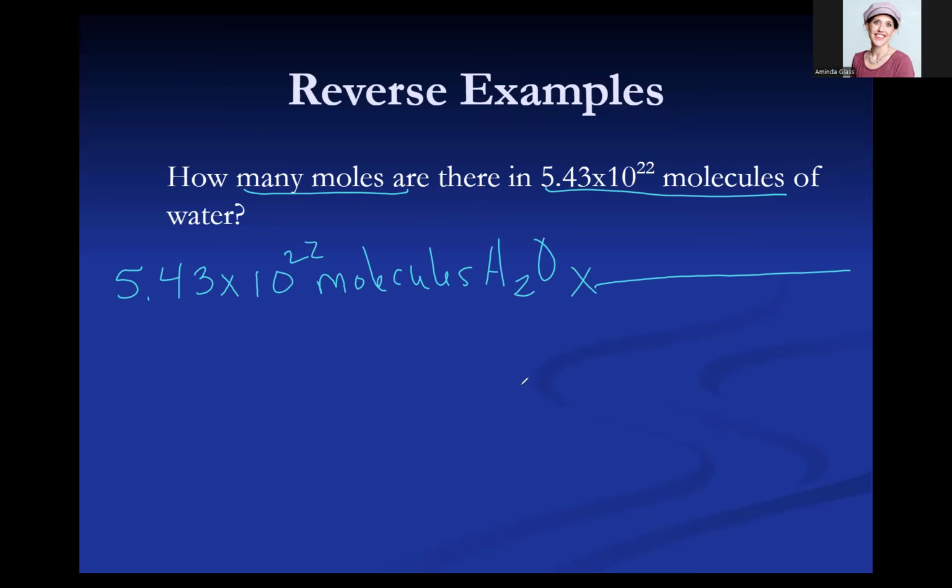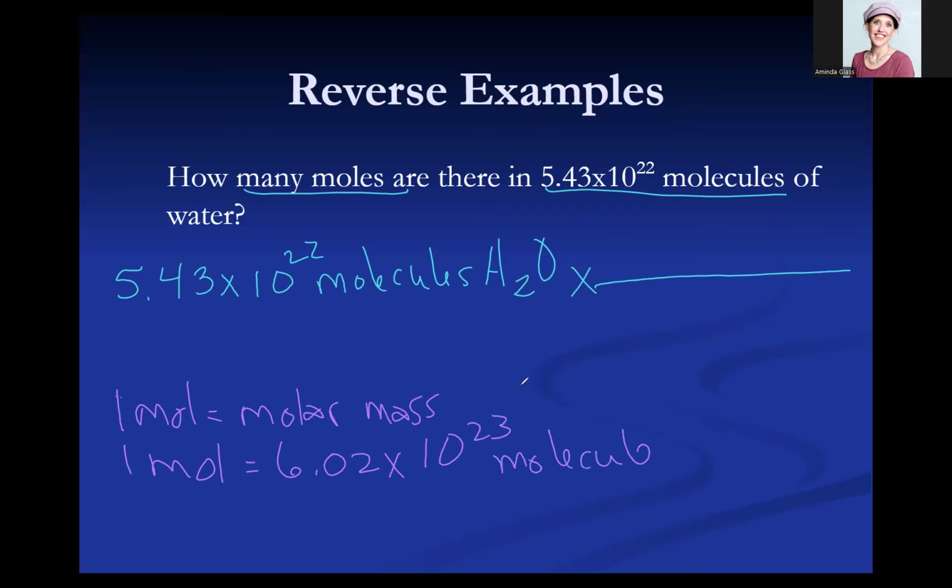You know that, and it's okay if you write things down that you don't necessarily are going to use, but it helps to gather your thoughts. So we know that 1 mole equals the molar mass that you get from the periodic table. 1 mole equals 6.02 times 10 to the 23rd molecules, atoms, or formula units.